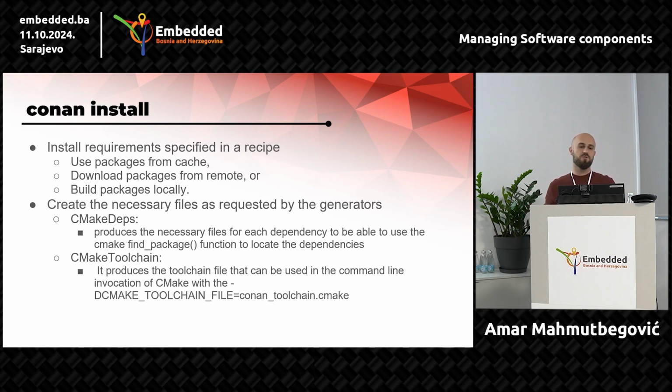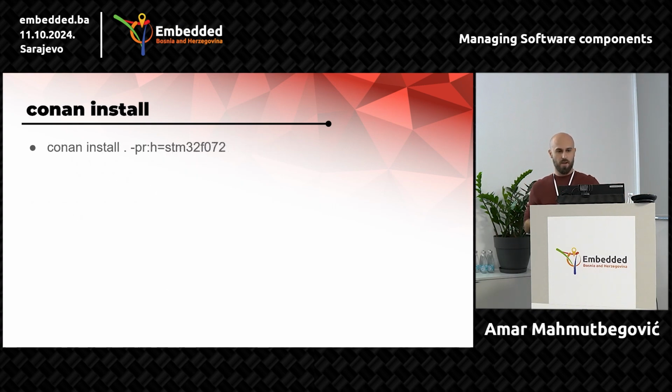Conan install will also create necessary files as requested by generators, and we requested CMake deps, which will produce necessary files for each dependency to be able to use the CMake find package function to locate dependencies, and CMake toolchain. It produces the toolchain file that can be used in the command line invocation of CMake. We didn't specify toolchain directly as we used CMake presets. So we'll cover also that a bit later.